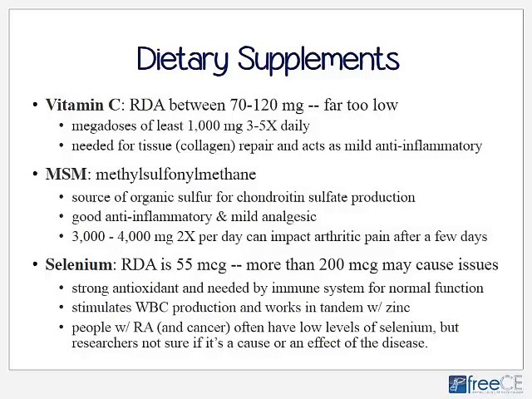And this is a strong antioxidant and needed for normal immune function. Works in tandem with zinc in immunity and stimulates white blood cell production. And much like vitamin D, people with RA are also low in selenium.